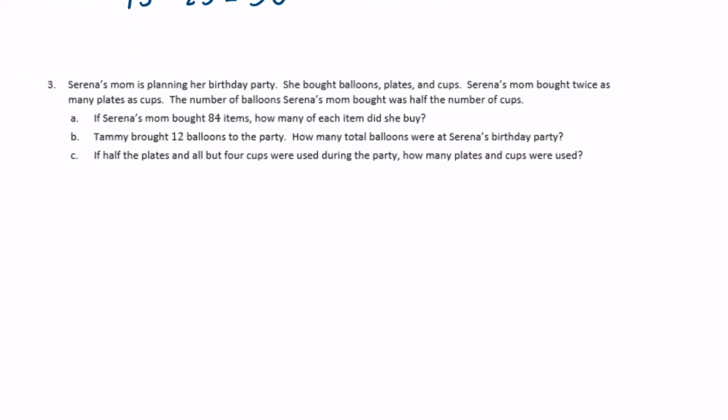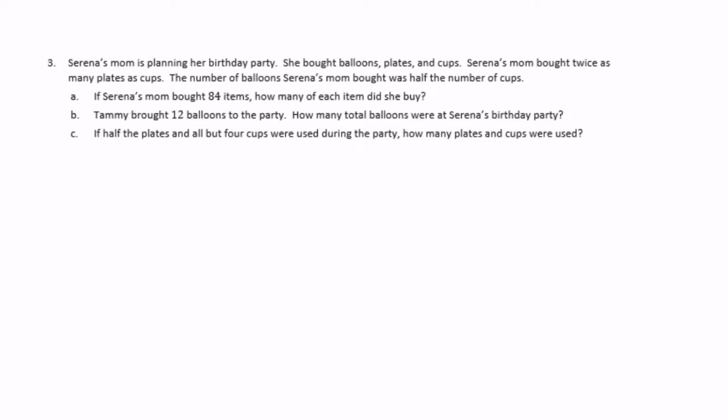Okay, number 3. Serena's mom is planning her birthday party. She bought balloons, plates, and cups. Serena's mom bought twice as many plates as cups. The number of balloons Serena's mom bought was half the number of cups. If Serena's mom bought 84 items, how many of each item did she buy?